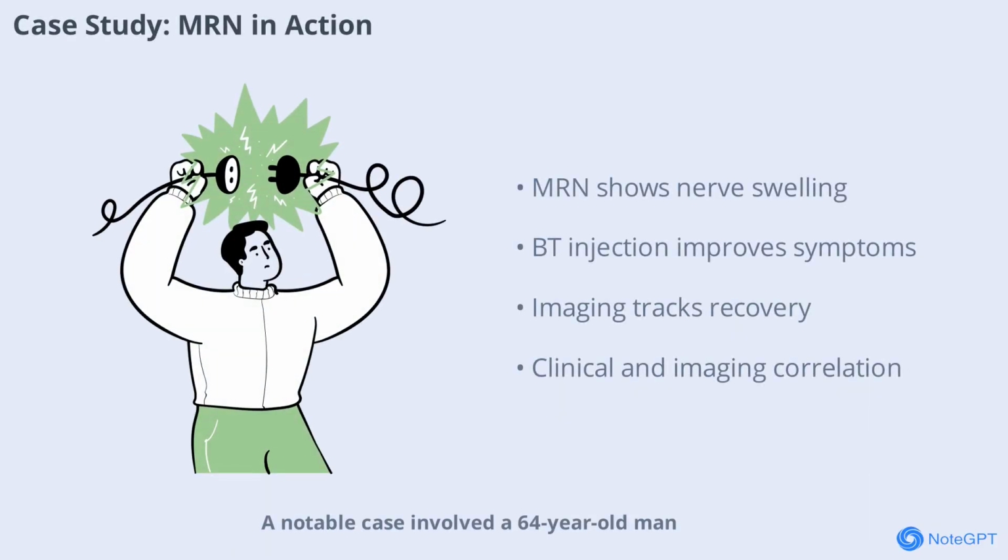A notable case involved a 64-year-old man with severe gait issues and classic PS symptoms. MRN revealed an inflamed sciatic nerve and a swollen lumbosacral plexus. After an ultrasound-guided botulinum toxin injection, the patient's pain and mobility improved dramatically. Follow-up MRN showed reduced nerve swelling and muscle volume, confirming both diagnosis and treatment success. This case highlights the value of advanced imaging in both diagnosing and tracking recovery in piriformis syndrome.